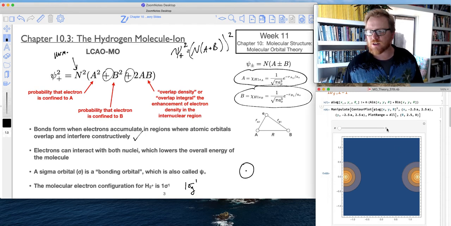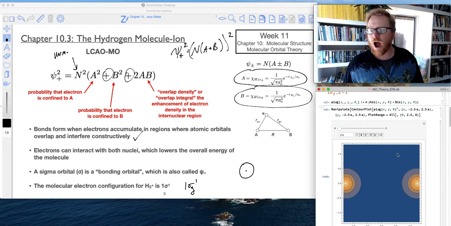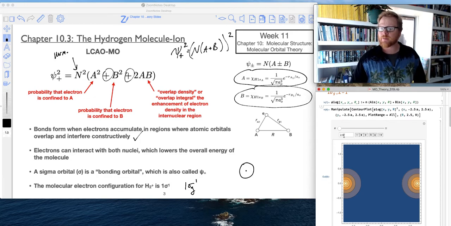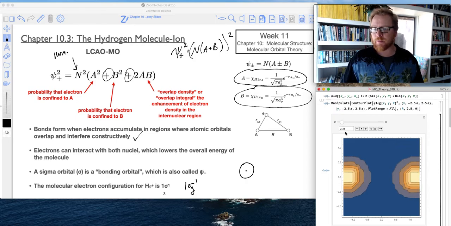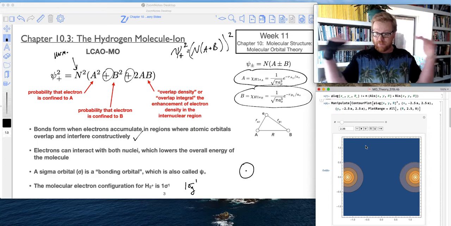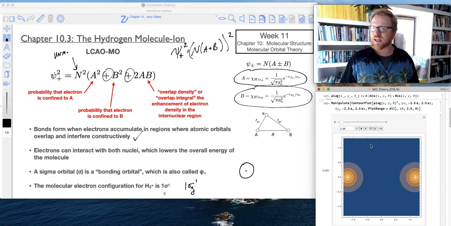And so I've got this on a manipulate plot where now I've got my two 1s orbitals 2.5 angstrom apart. So this is all in scales of angstrom. And so now when I manipulate big R to be smaller, I'm manipulating the two nuclei to get closer together, okay?